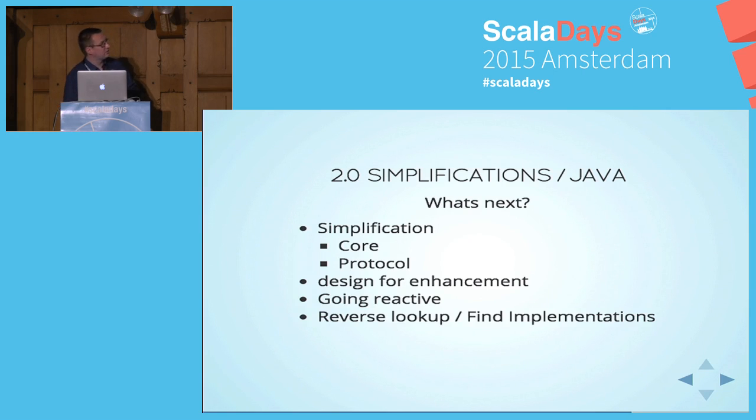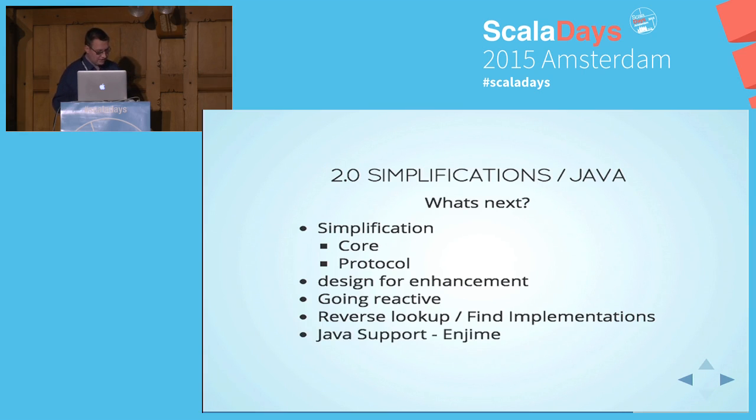One of the key features that Ensime doesn't have, which I actually miss whenever I try and use Ensime, is a reverse lookup. Who uses this symbol? Who uses this method? Who's looking at this var? And yeah, that's very high up on our list.